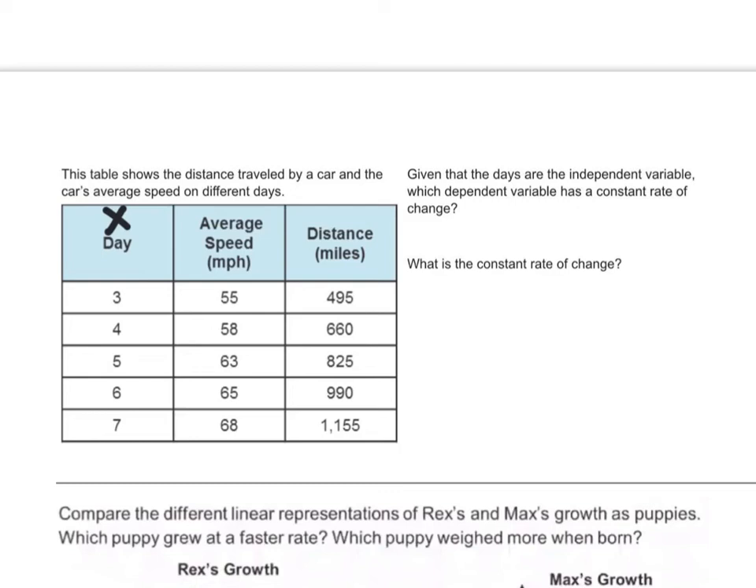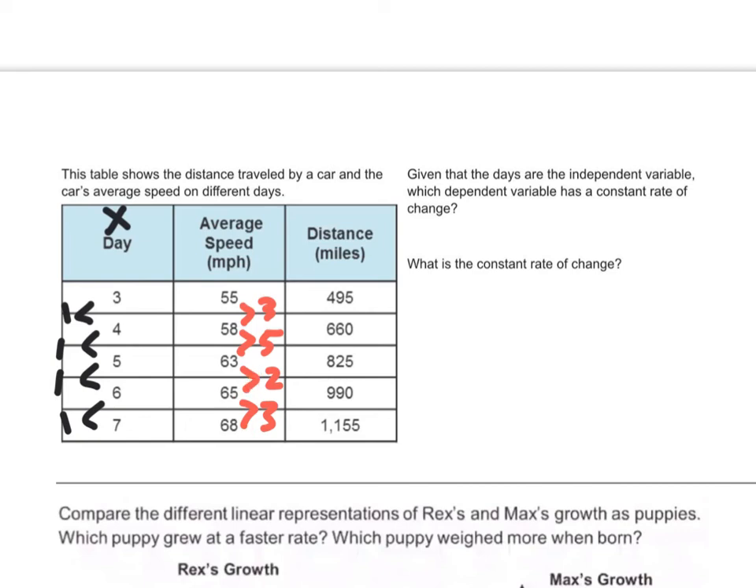And so what we notice here is that the days increase by 1, okay? Even though we start with 3, that's okay. We're just looking to see, all right, well, how are these changing? All right, and then the y values on the average speed, these increase by 3. Okay, well, that increases by 3. This increases by 5. This increases by 2, and then this increases by 3. So this is actually non-linear, all right?